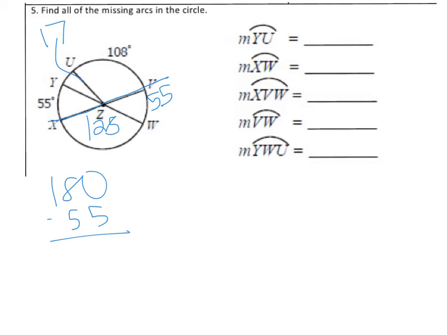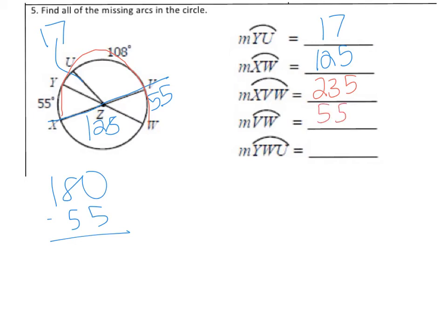Now we can start answering some questions. Arc YU is that 17 that we just found. Arc XW is 125. This major arc XVW, that means we're going to start our pencil highlighter at X, go through V, and end at W in red. So we're going to add the 55, the 17, the 108, and the other 55. That gives us 235 degrees.